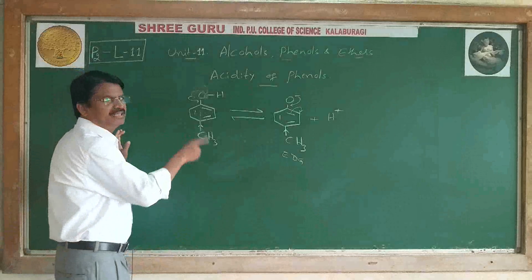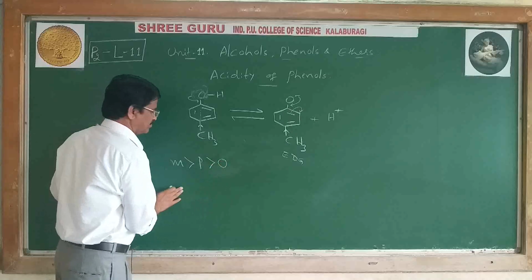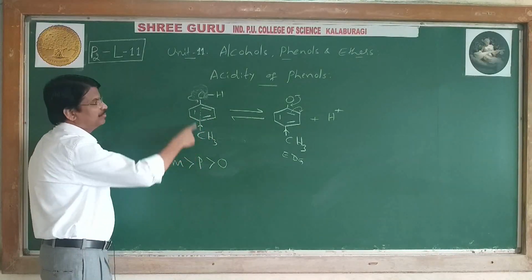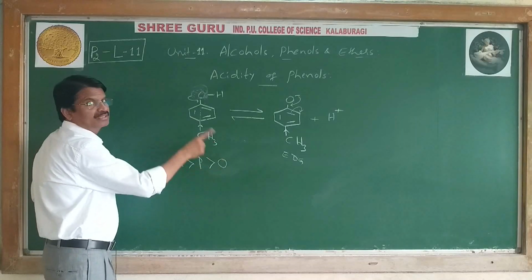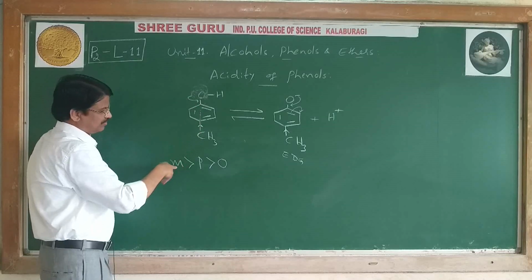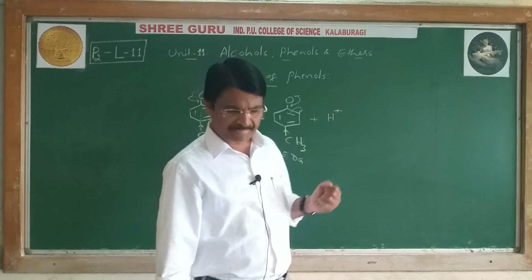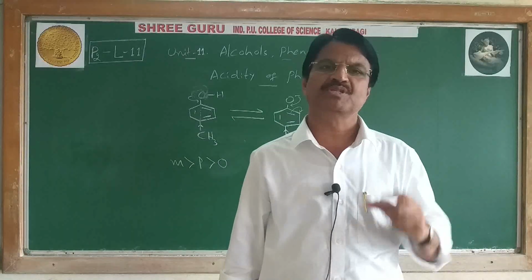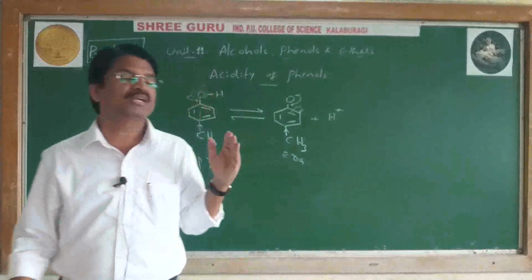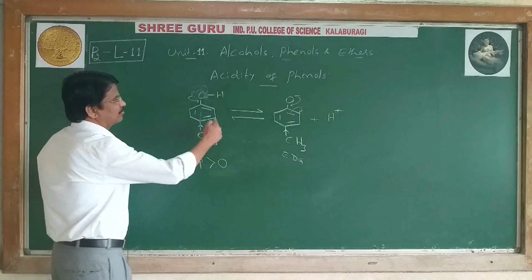Then, among the three, the most acidic is meta-methyl phenol, next para-methyl phenol, last ortho-methyl phenol, or meta-cresol, para-cresol, ortho-cresol. But in case of nitrophenols, yesterday I told you to remember POM. In case of nitrophenol, para-nitrophenol is most acidic, but here it is not para, here it is meta, right?